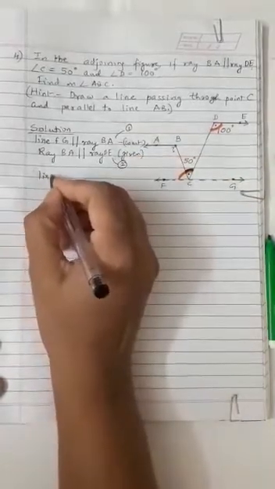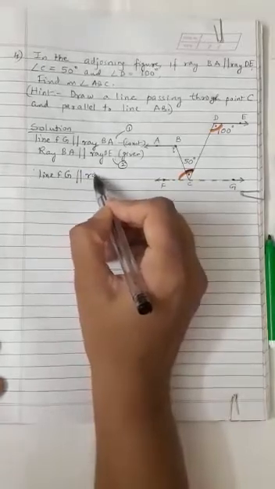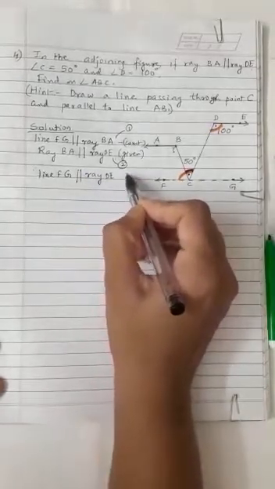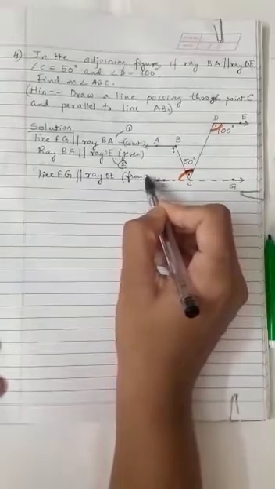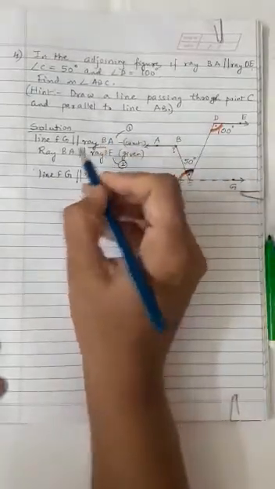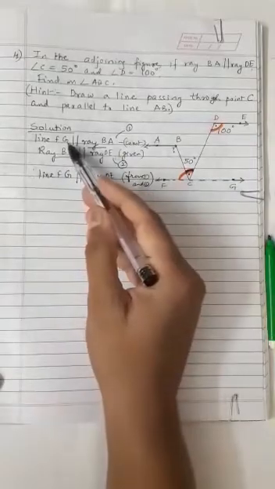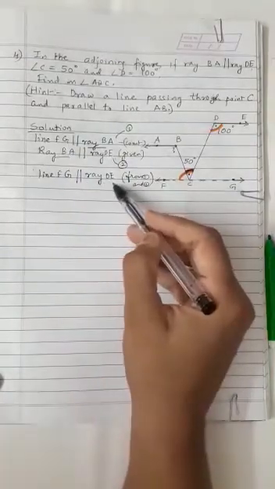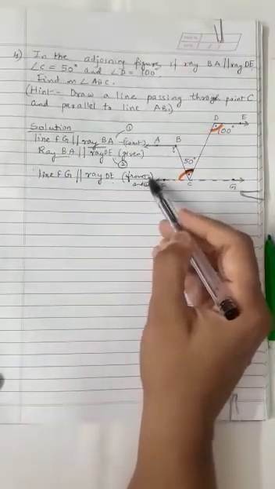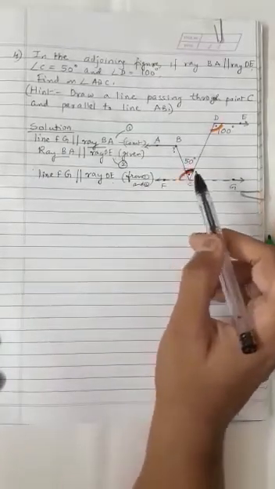Therefore, line FG, that is this line, is parallel to ray DE. This is from 1 and 2. You can see ray BA is getting repeated, so we are using transitivity here.